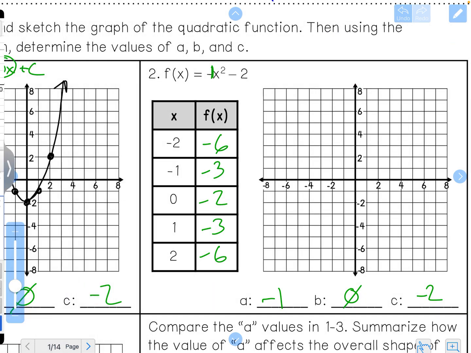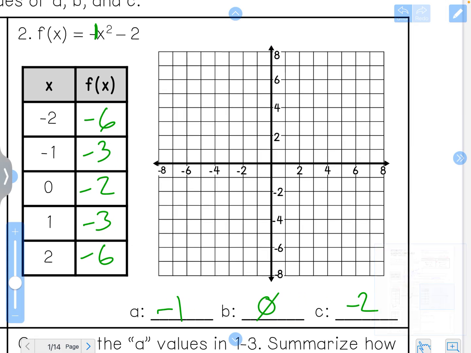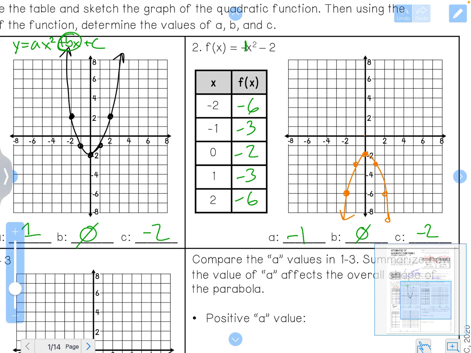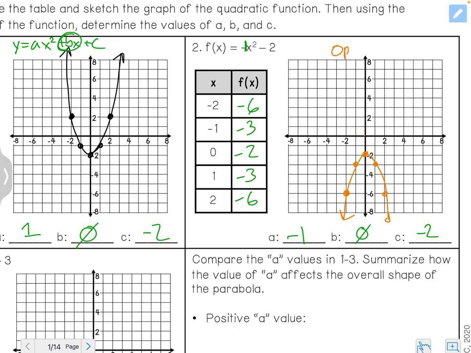So now it's time for us to graph this. (-2, -6), (-1, -3), (0, -2), (1, -3), and then (2, -6). And then this parabola, you notice, opens down instead of opens up. Opens down. I also like to think of it as a frowny face, whereas our other one opened up, and I like to think of it as a smiley face.